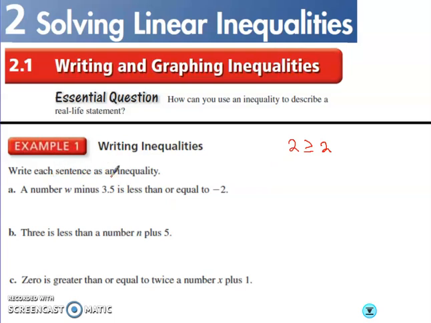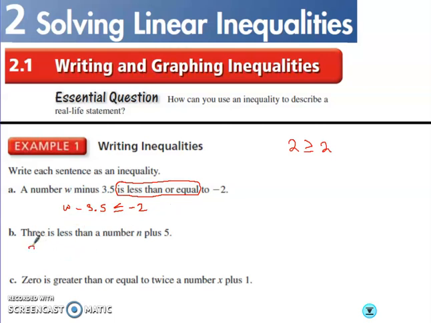In example 1, we're going to go ahead and write each sentence as an inequality. A, a number w, so that means it's an unknown value, minus 3.5, is less than or equal to. So this tells me we're going to have a symbol that separates the left side from the right side. So "is" normally means equal sign, but in this case, "is less than or equal to" means I have a less than or equal to symbol, and on the right I have a negative 2. We do not need to solve. We don't care what w is in this case. We're just writing the inequality.